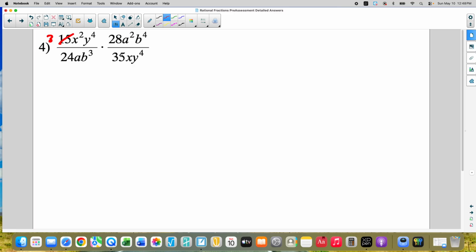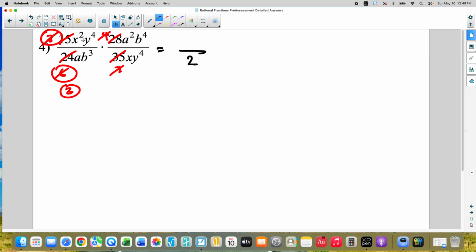5 goes into this 3 times. 5 goes into this 7 times. 7 goes into 28 4 times. 4 goes into 24 6 times. And then we got 3 and 6. So 3 and 6 becomes 2. So I have a 2 in the denominator.